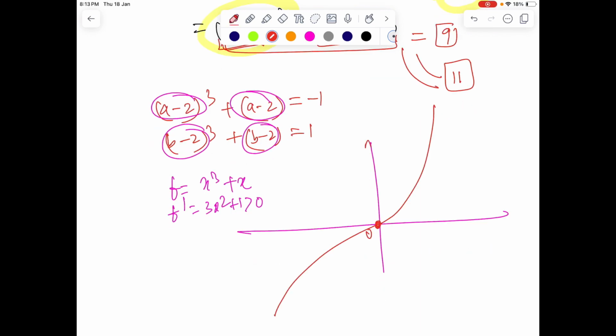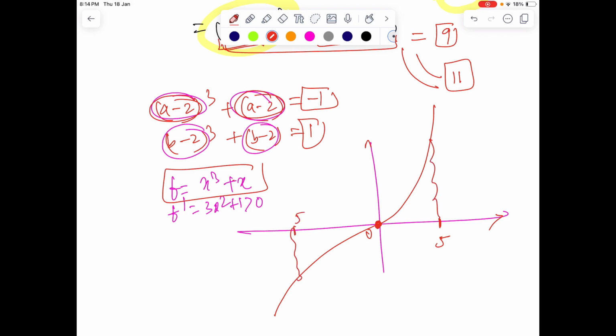The derivative is 3x squared plus 1, which is positive, so the function is strictly increasing as shown in this diagram. And now we know we have two inputs where we'll get minus 1 and 1. We can clearly say this function is symmetric about the origin. Why? Because at any value, say 5, whatever answer I'm getting for 5 cube plus 5, the same answer with a negative sign we are getting in the negative direction at minus 5, right? So this kind of function is known as an odd function, which is symmetric about the origin. So at x, whatever height I'm getting, at minus x it is the negative.